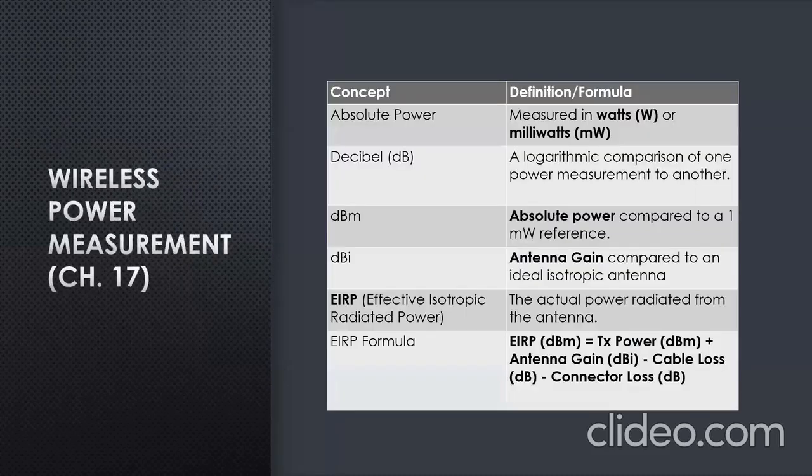Now, about wireless power measurement: we have the absolute power, measured in watts or milliwatts, and the decibel, dB, a logarithmic comparison of one power measurement to another. We have dBm, absolute power compared to a 1 milliwatt reference, and dBi, antenna gain compared to an ideal isotropic antenna. And we have EIRP, effective isotropic radiated power, which is the actual power radiated from the antenna. The EIRP formula is the power plus the antenna gain, minus the cable loss, minus the connector loss.